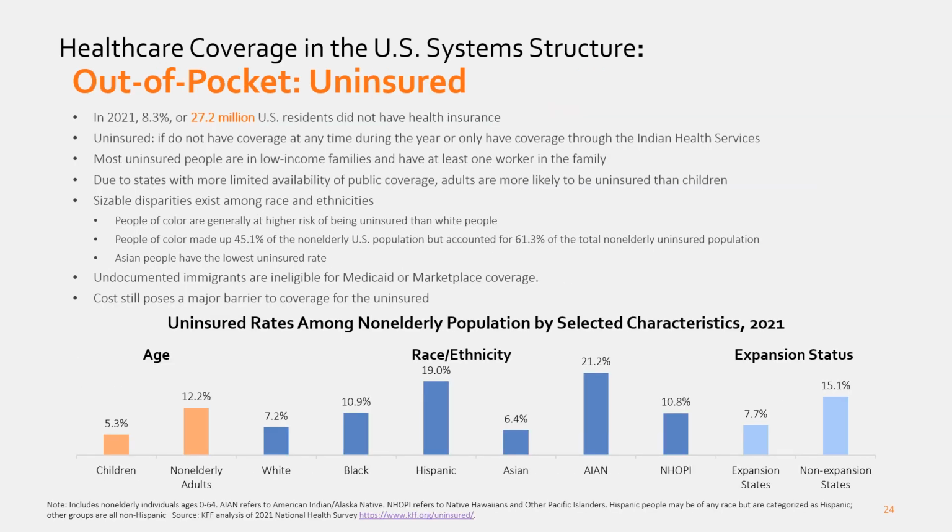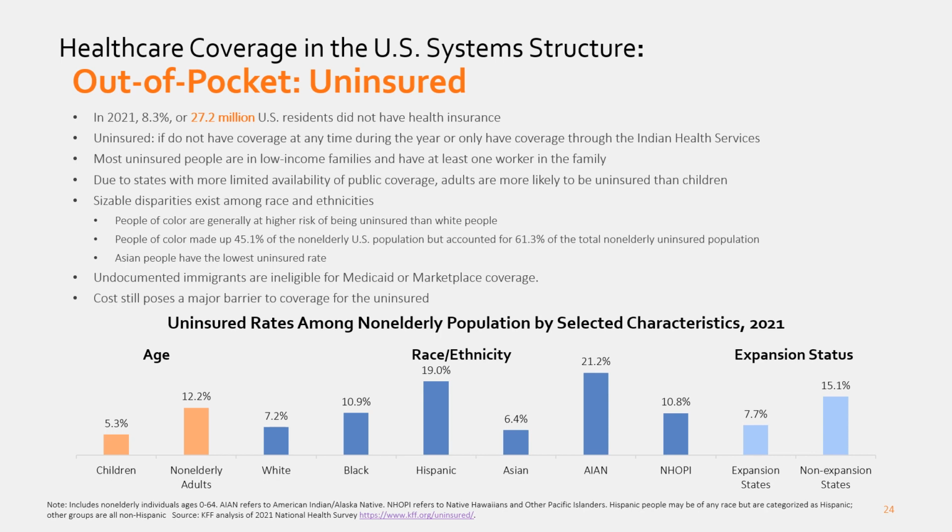Last but not least are the uninsured. In 2021, 8.3% of U.S. residents did not have health insurance and had to pay for healthcare services out of pocket. Most uninsured people are in low-income families and have at least one worker in the family. Adults are also more likely to be uninsured than children. There are sizable disparities that exist among races and ethnicities.